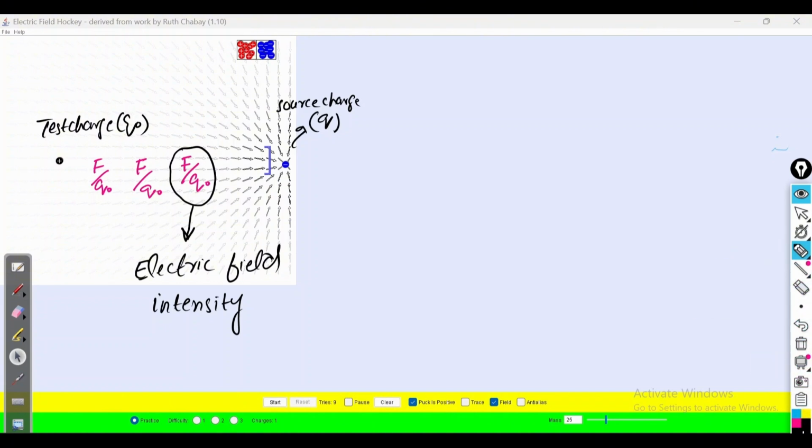Going towards the mathematics for this. Electric field intensity is actually the force per unit test charge. In this case, the force is the force between the test charge and the source charge, and the force between the two charges is given by Coulomb's law. Let's write this again here. This is E, and we write the equal sign, and now replace this F by taking the value of this F.